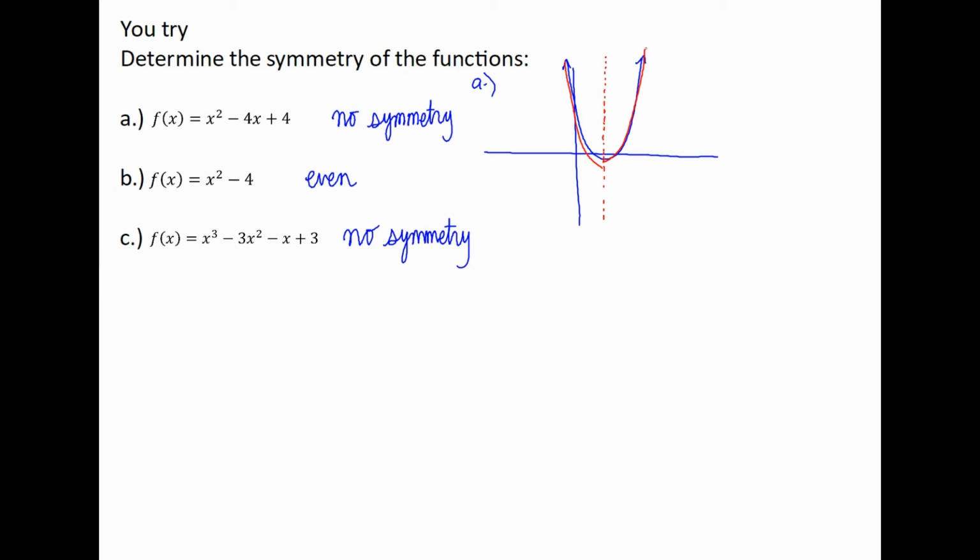Well, it does have symmetry. However, it is neither even nor odd. In fact, that would be a better answer to say than no symmetry. Say neither. And neither here. We're not talking about the symmetry of the graph. We are talking about, is the function even or odd? The function is neither even nor odd in this case. Then our second one is even, and then our last one is neither even nor odd.